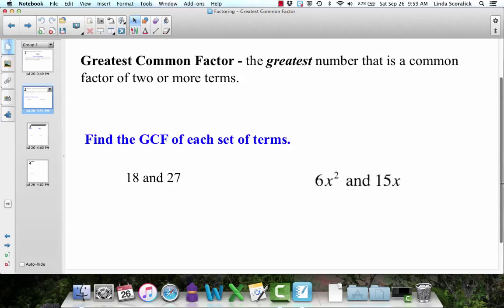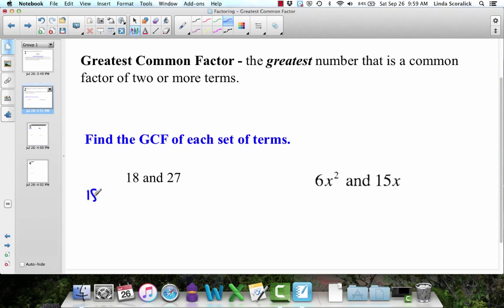Looking at a couple of examples, we want to find the GCF of each set of terms. The first set of terms that we want to find the GCF of is 18 and 27. This process also typically begins by finding the factors of the two terms that you're looking at. Hopefully your multiplication skills are going to be strong enough so that you can begin to immediately recognize what the common factors are. But let's look at the process a little bit more longhand this time.